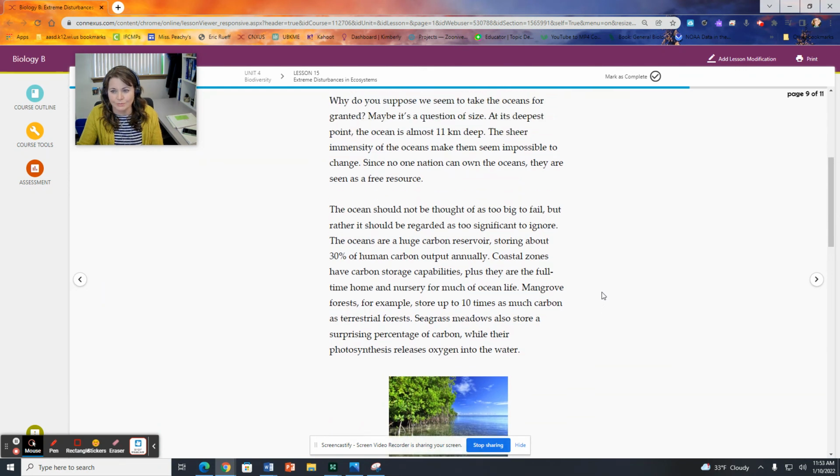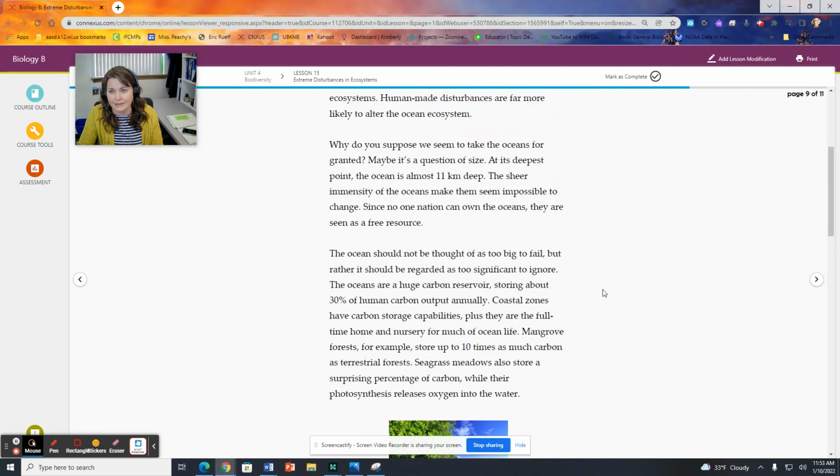So they are not too big to fail. They are actually very, very significant. They are so significant and so important to us that we really need to make sure we're focusing on them as well, because we don't want to forget something that has a huge impact on everybody on Earth.